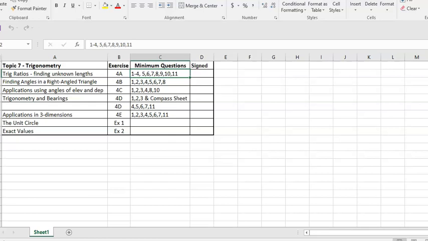Trying to get this under 40 minutes. I think I did it in 33 minutes or so. Best of luck with this exercise, guys. You know where I am if you need any help.